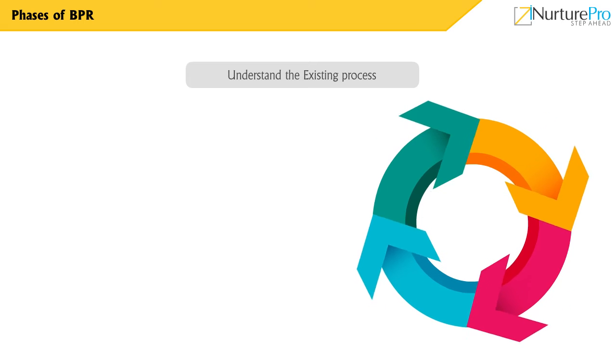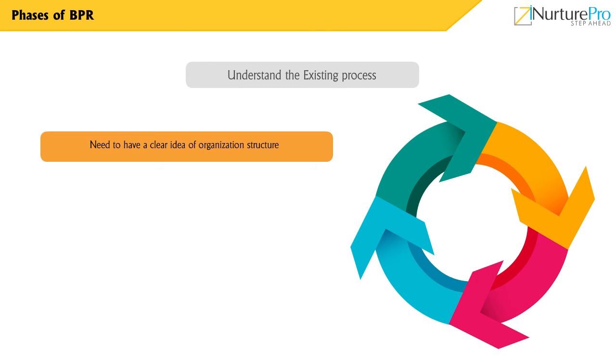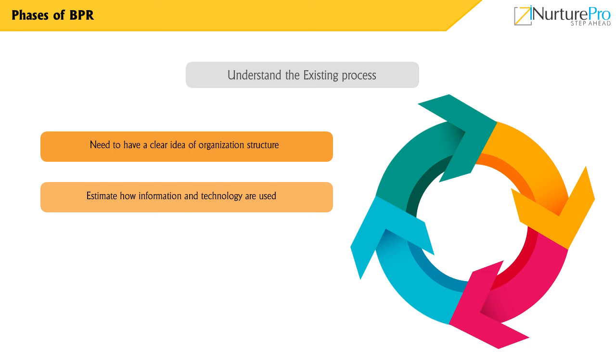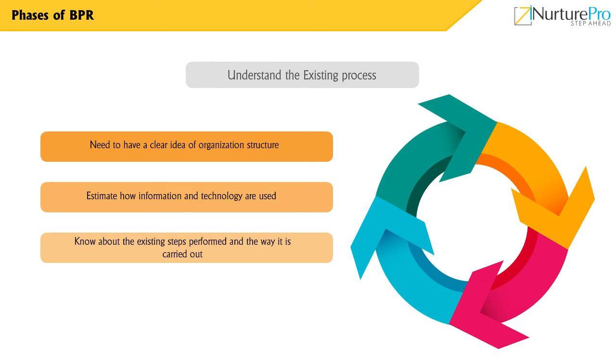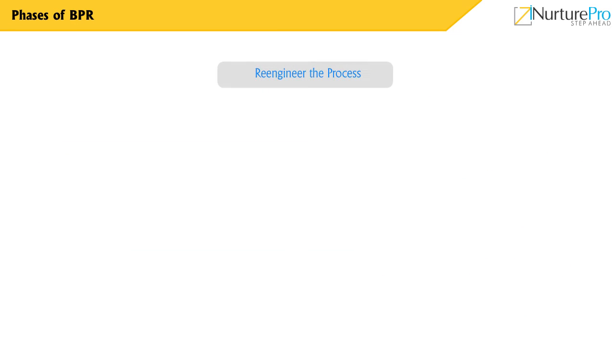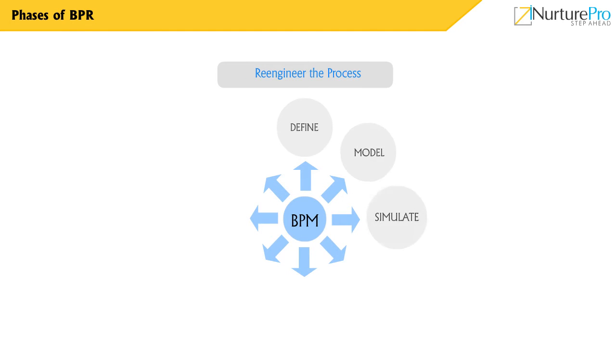To redesign a process, it's better to understand the existing process. To understand the process, we need to have a clear idea of the organization structure, estimate how information and technology are used, and know about the existing steps performed and the way they are carried out. To re-engineer a process, know about the existing process to develop a suitable way for the new process.